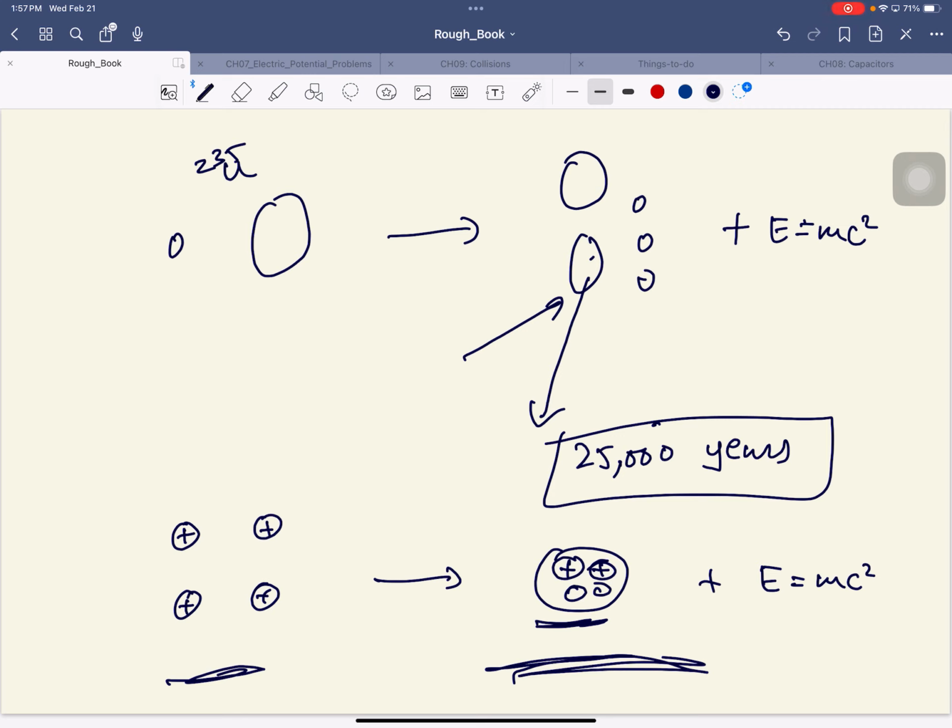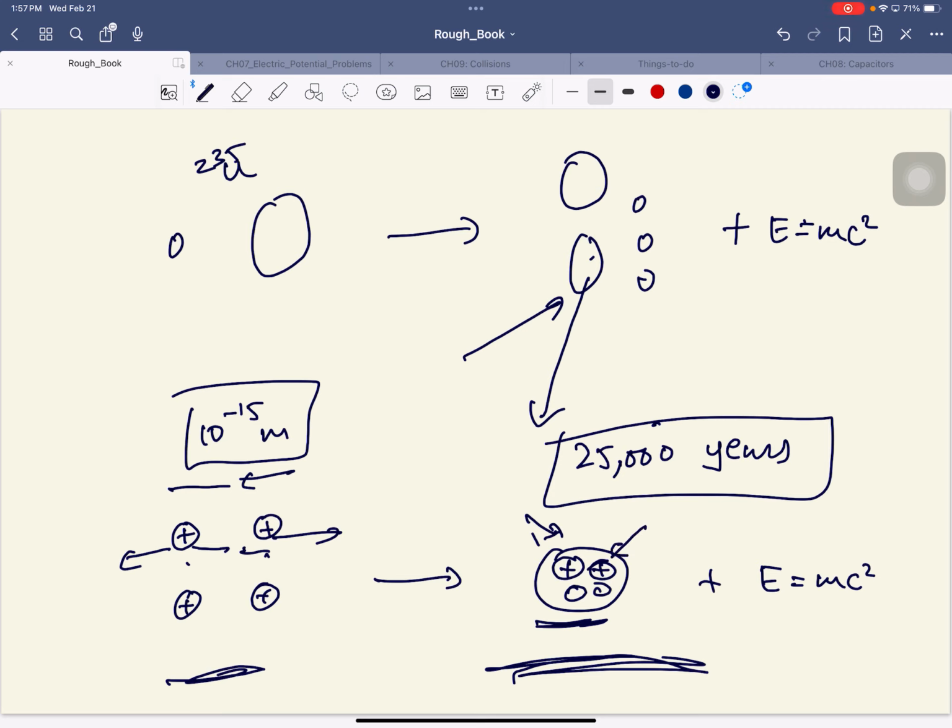See, these guys want to repel each other. They don't want to come close. And to make this helium nucleus, you have to get them within 10 to the minus 15 meters. Why? The strong force will overwhelm the repulsive force, and you'll form a bound state.